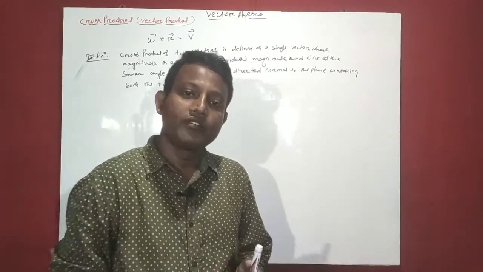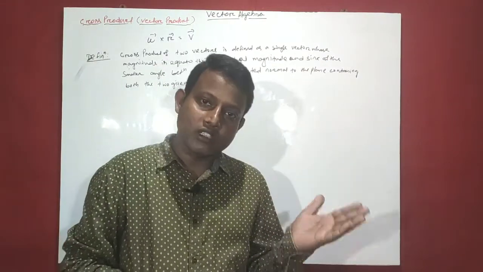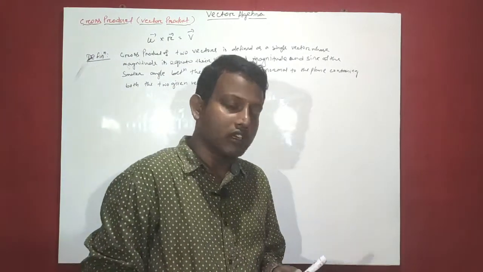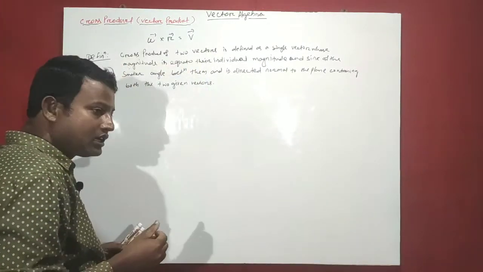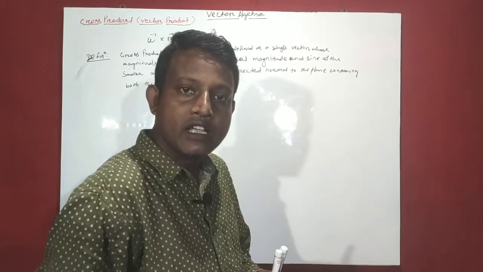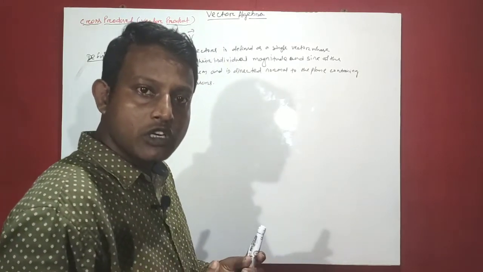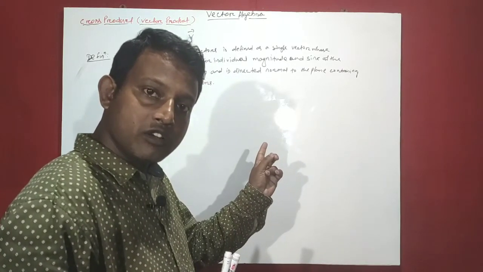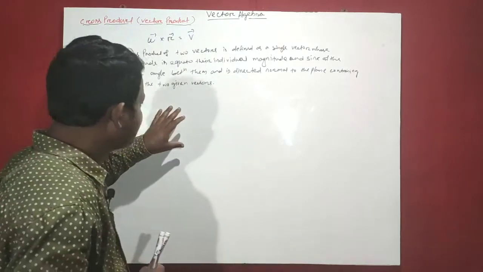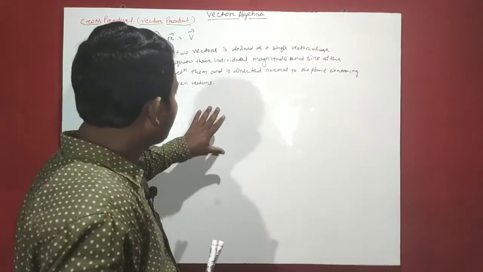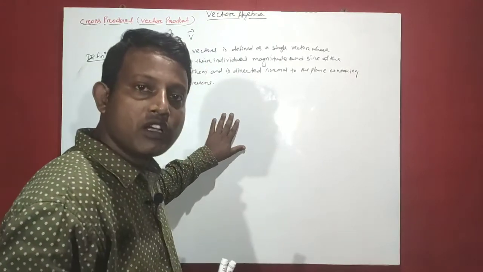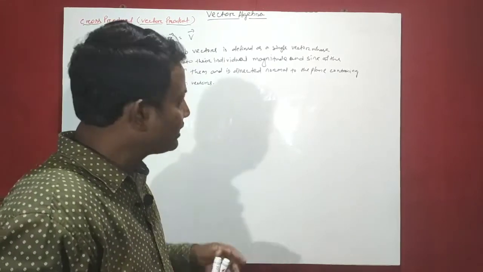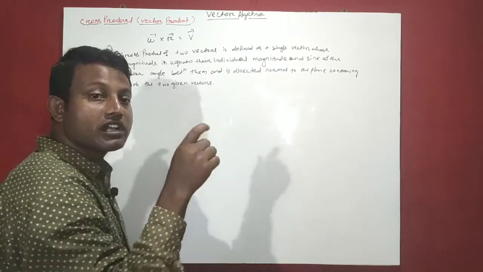Now that means when we take cross product of two vectors, it gives another vector whose magnitude, the magnitude of the product vector, is equal to the magnitude of both the vectors and the sine of the smaller angle between them.